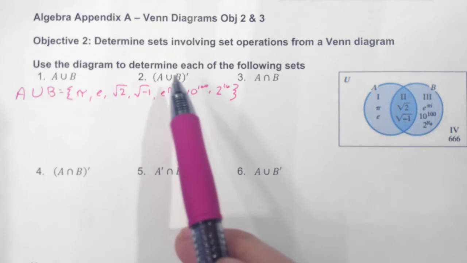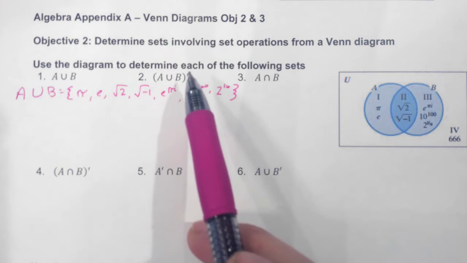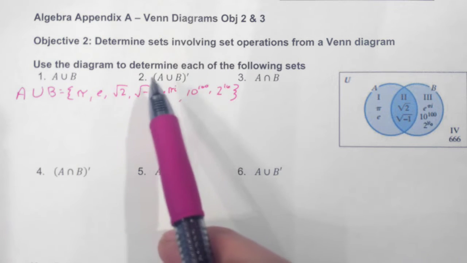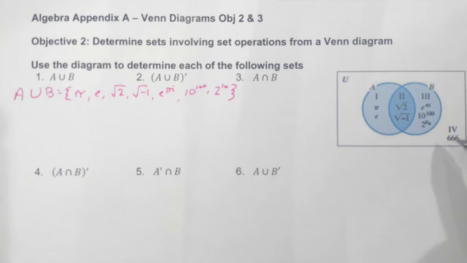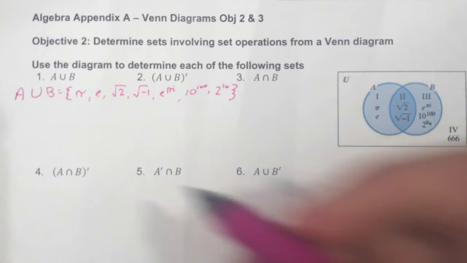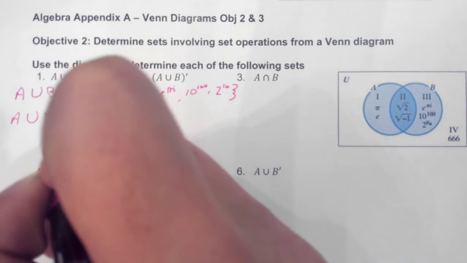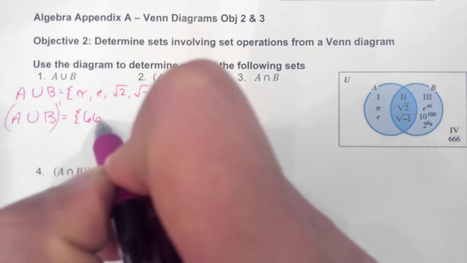Number 2 says it's got the union of A and B's complement. So the complement, remember, what does that mean? That means everything that's not in the union of A and B. Well, what's not in A and B? There's only one thing that's not in A and B, and it's down here in region 4, 666. So the complement, the things not in A or B, is just that 666.